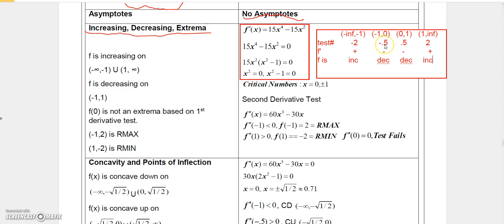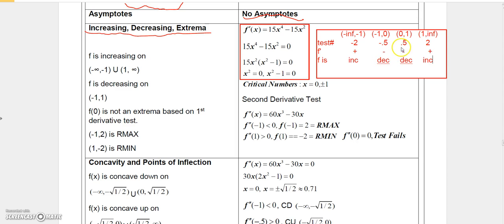And then if you plug negative 1/2 in for this interval, you would get negative 1/2 squared times 15 would be positive. And then if you square negative 1/2 and subtract 1, you get a negative. So positive times negative would be negative. So there's a minus sign just showing you that the derivative would be negative. So the function would be decreasing.